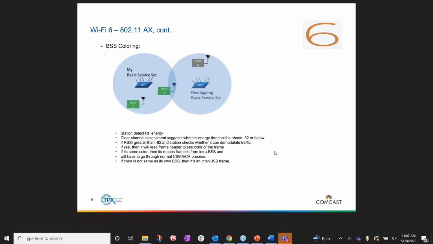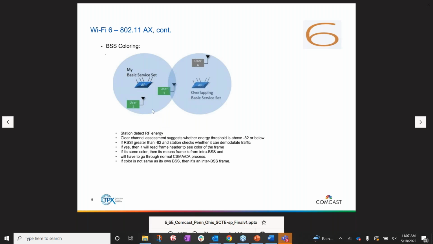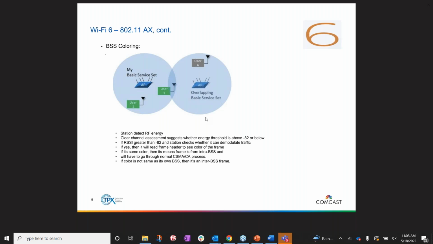Okay. So in 11ax, we have so many features like target wake time, preamble puncturing, long preamble, BSS coloring, and OFDMA. There are so many features, but I picked a few among them. And one is BSS coloring. This is another feature that improves the overall performance of the network by distinguishing which packets belong to their BSS and which don't, by ignoring a few signals.